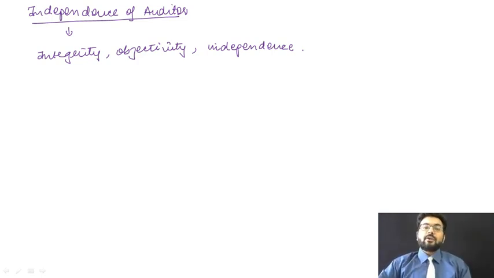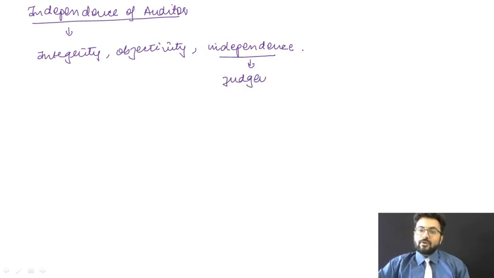So the auditor is required to be a person who possesses integrity, objectivity and independence. And what does independence mean? Independence means judgment is not subordinate.